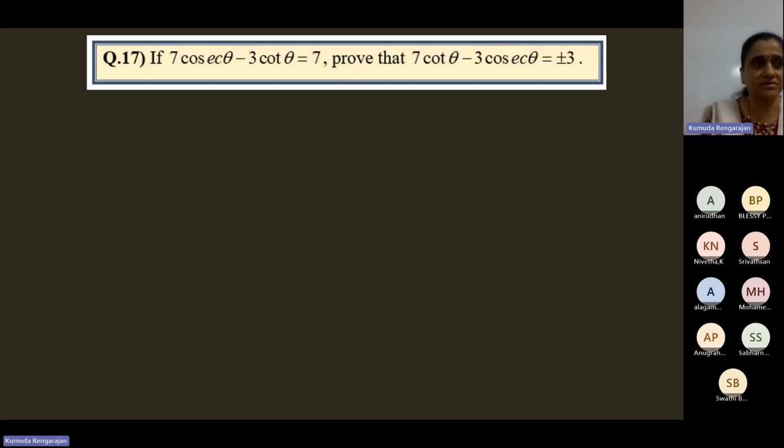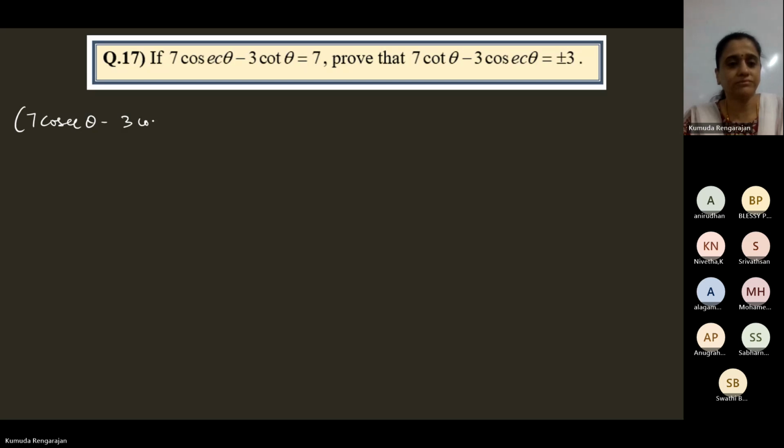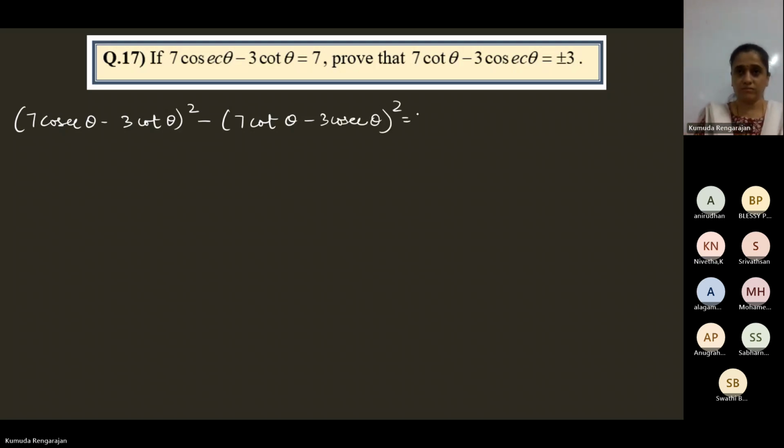So here you should subtract. Let's get started. Method one. And here it is subtraction because it's cot and cosecant, so you should not add. Do it.